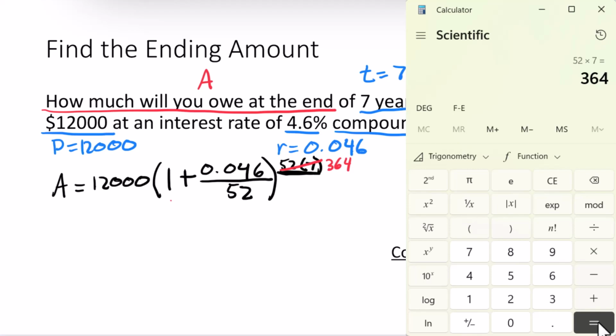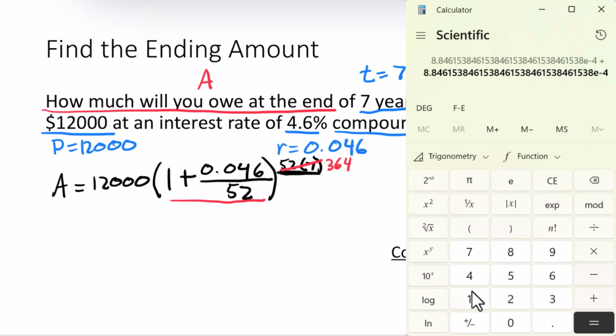And now I'm going to go ahead and simplify the stuff inside of the parentheses. So I'll clear my calculator and I need to do the division inside of the parentheses first because of order of operations. So I'll do 0.046 and divide that into the 52 weeks. And this number represents the interest rate per week. And notice that there's a little e to the -4 at the end. That basically means that this decimal place needs to be moved to the left 4 times. So this number is actually 0.000884615, etc.